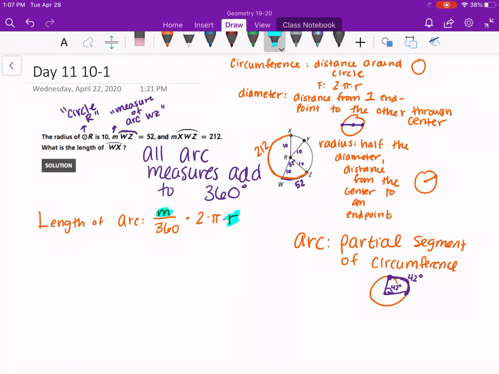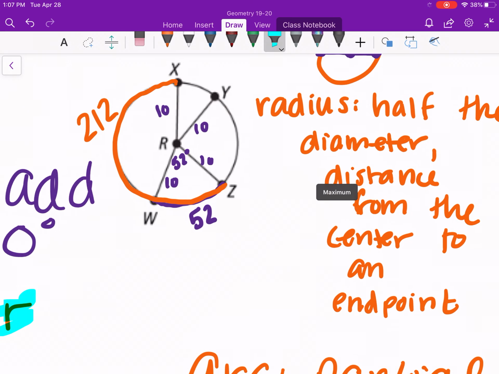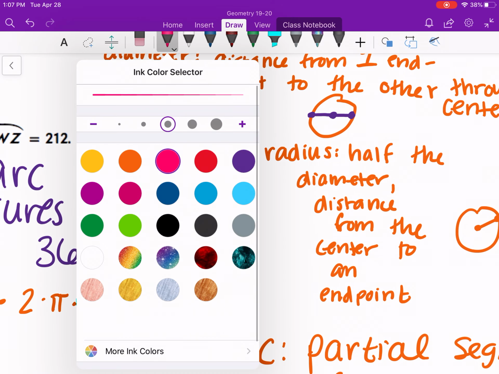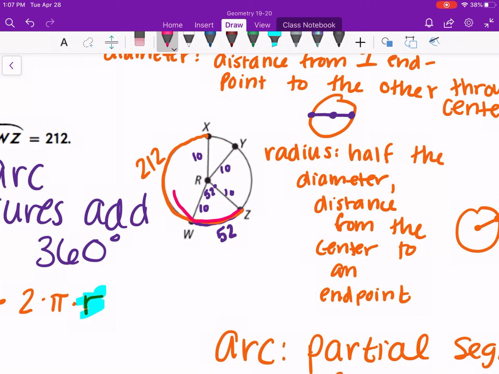The one thing we have to do before we can just plug stuff in is make sure that we have the right measure. So remember, think about this like we did with segment addition or angle addition. I always use the road trip metaphor. The whole trip from Z to X is 212 miles, but the first night you drove from Z to W, and that was 52 miles. How many miles do you have left on the road trip? That's what I want to know, that distance from W to X. You already did 52 miles on your circular road trip, so how many miles would you have left?